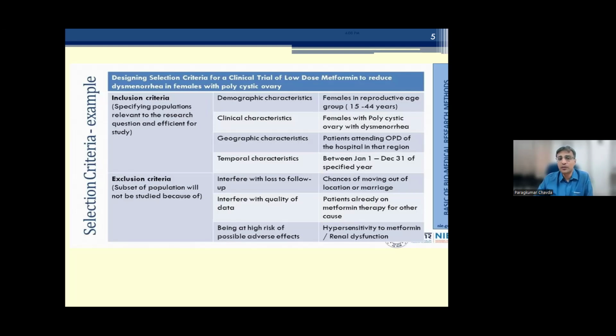Then, those being at high risk of possible adverse events. So, say for example, already established hypersensitivity to metformin, if it is there, we would obviously wish to exclude such patients from our study. Or a patient having renal dysfunction, we might wish to exclude. So that was a little bit about conceptual clarity with regard to the inclusion and exclusion criteria.